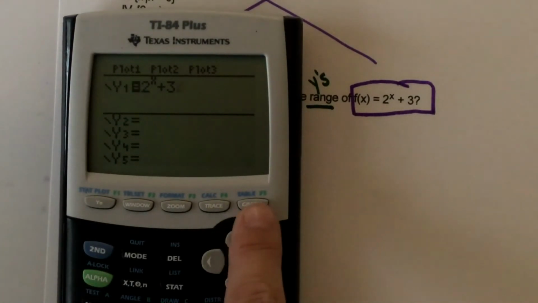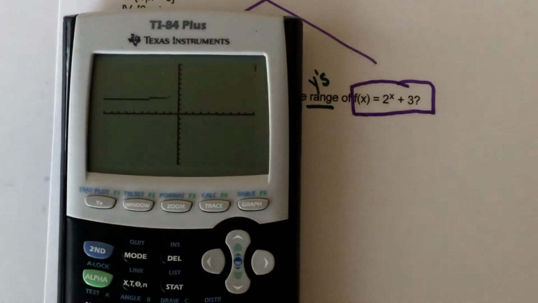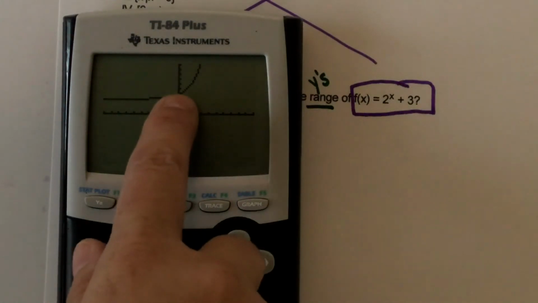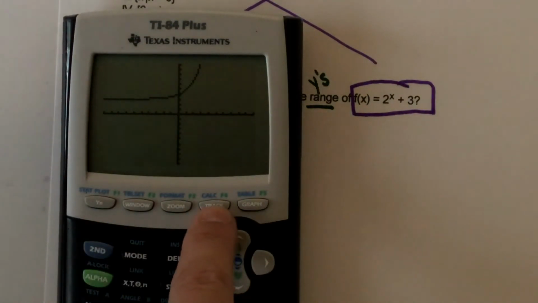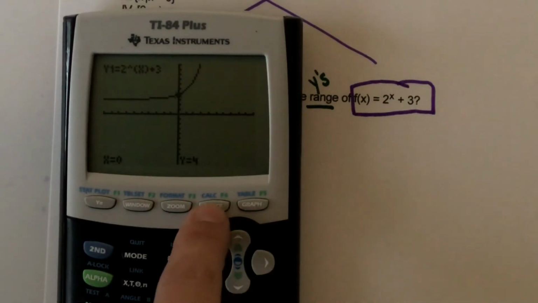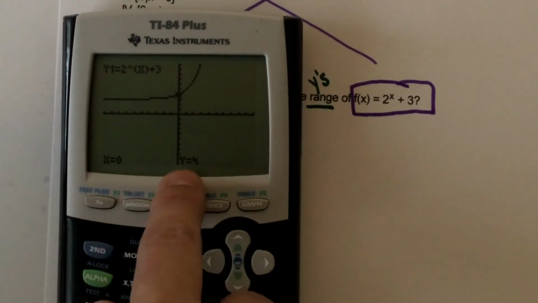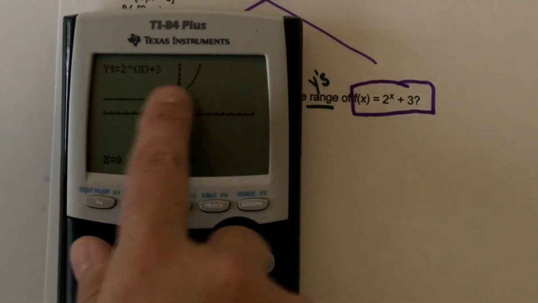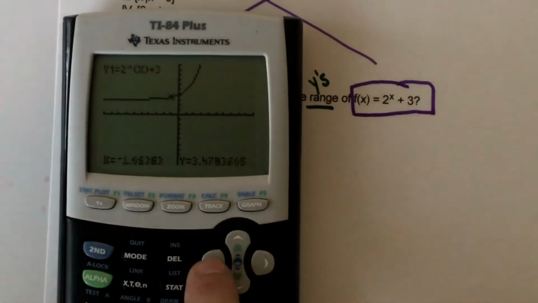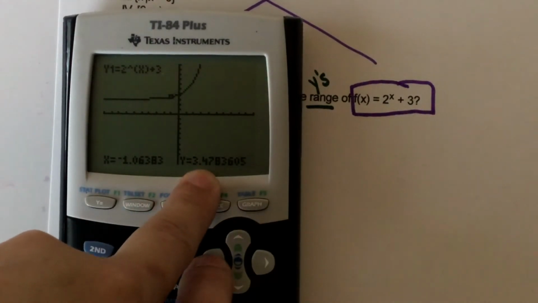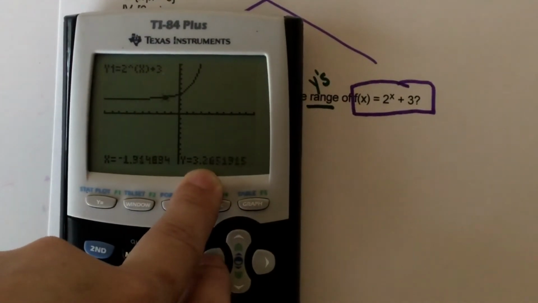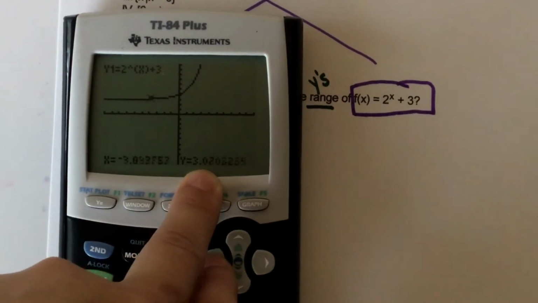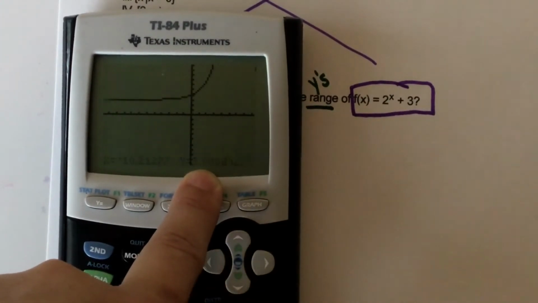Okay, so now I'm going to hit graph, and we want to know something about its range. I'm just going to hit trace for a second. This point right here is (0, 4), so my y value is a 4 right there. I'm going to left arrow and see what happens. Now, look at your y's because we're doing something with range. The y's are getting closer and closer to being a 3.